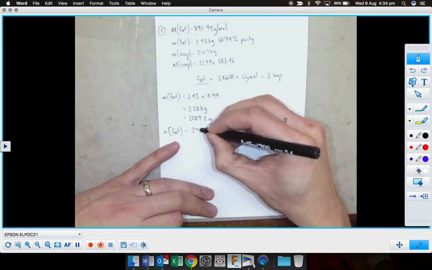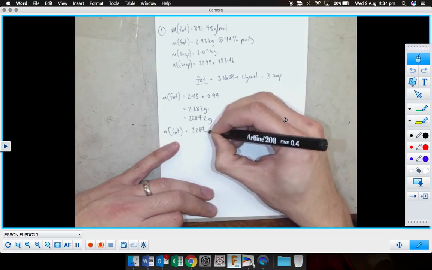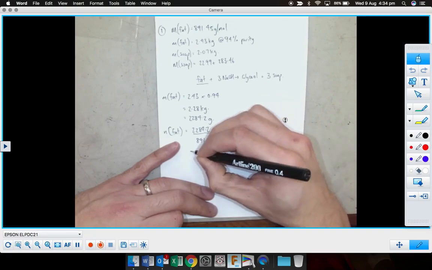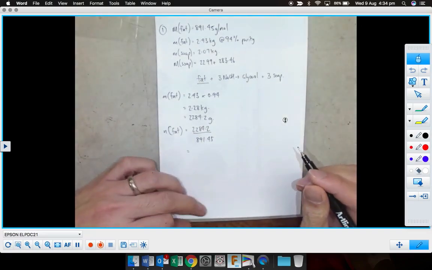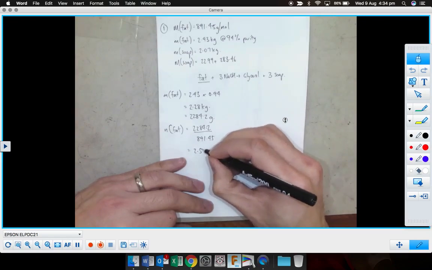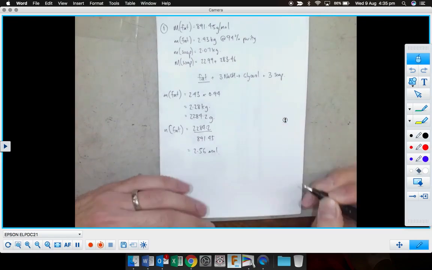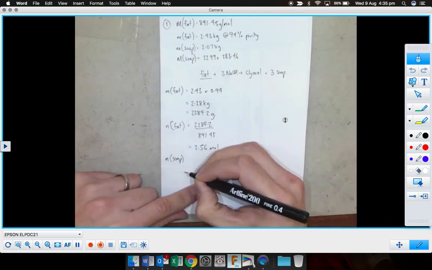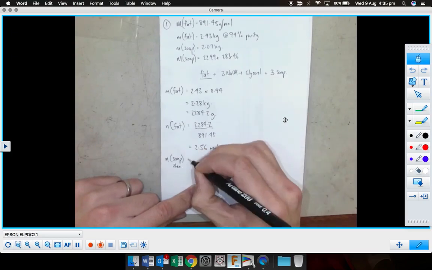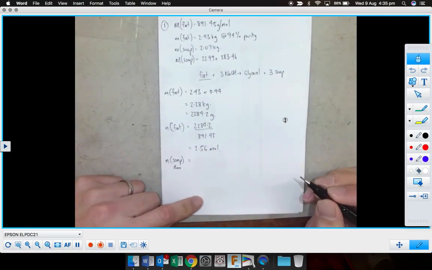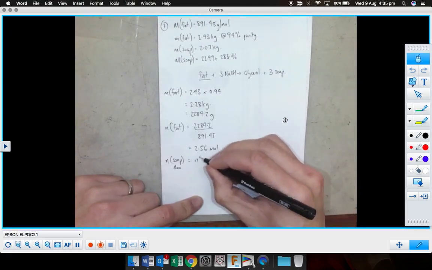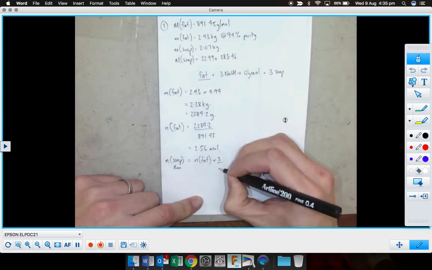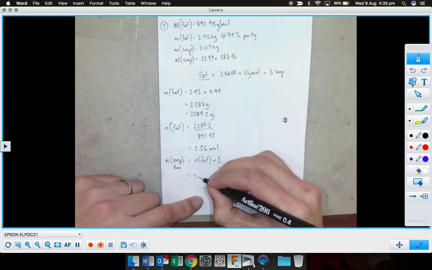Given the mass and the molar mass, which is 891.45, we should be able to solve for the number of moles of the fat, which is 2.56 mole. Now we can work out the number of moles of soap that we are theoretically supposed to be able to produce. That is the number of moles of fat times the molar ratio, which is 3 to 1, which makes it 7.69 moles.